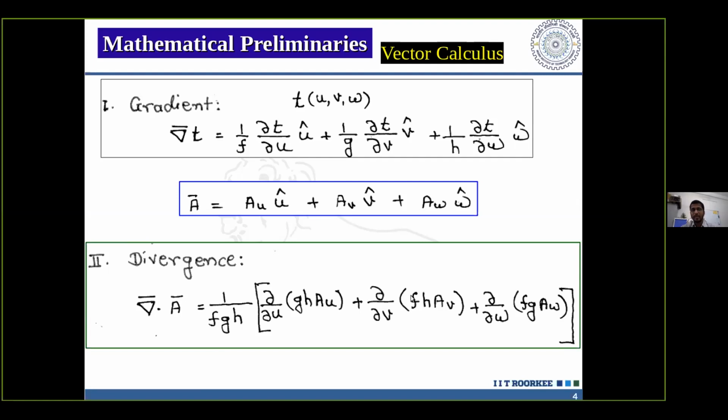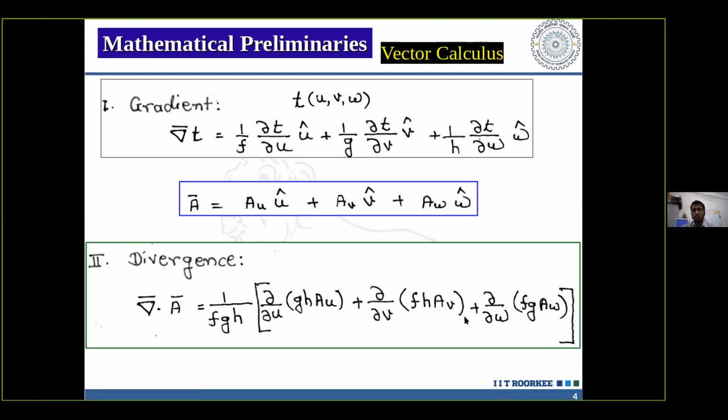Initially you may think that this is a bit complicated, but this is not at all complicated. So it is 1 over FGH, and if you remember the first term, the remaining two can be written very easily. That is 1 over FGH, dou by dou u of GH A_u. You see F is not there. So if you remember this, you will be able to write the remaining two.